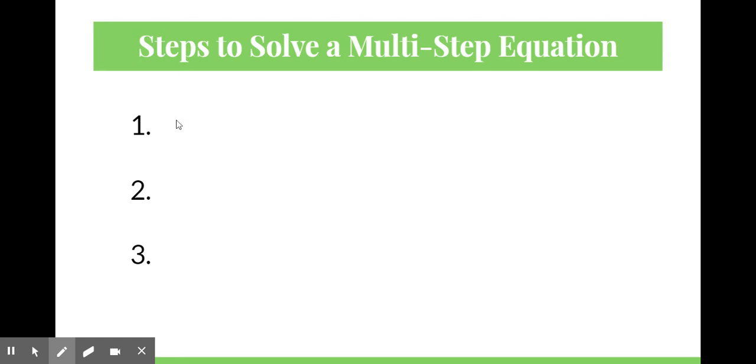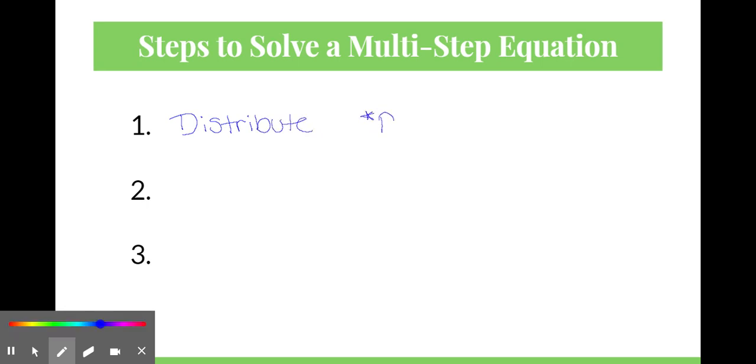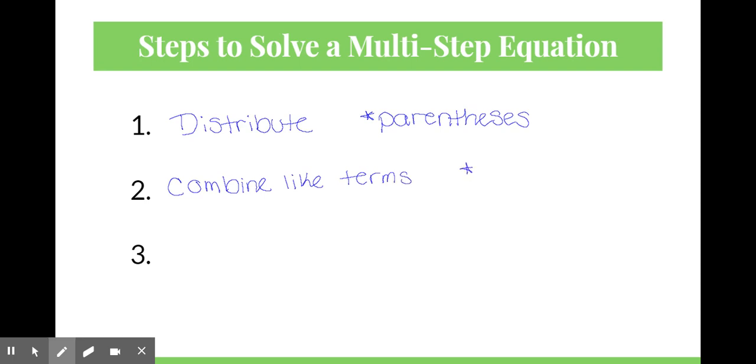Number 1, anytime you see parentheses, you must distribute. If you have parentheses, you won't be able to solve the problem. So if you see those, you must distribute to get rid of them. Step 2 is to combine like terms. And that's if you see something that has the same variable.